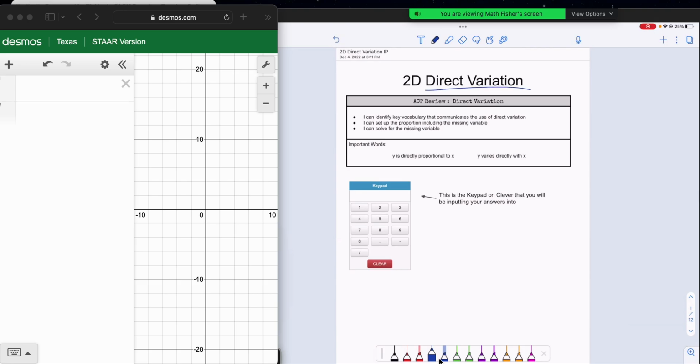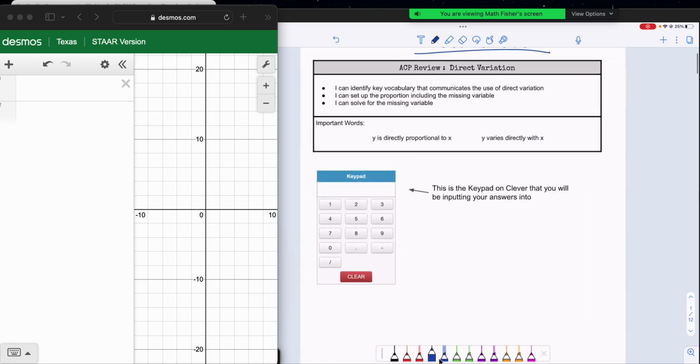Direct variation. Remember, when we have two numbers for direct variation, it's going to be y over x. And when we have three numbers, it's going to be y over x equals y over x. Then on the calculator, menu 3, 1, and then comma whatever letter you're looking for. And remember, the letter in front is always divided by the letter in the back.